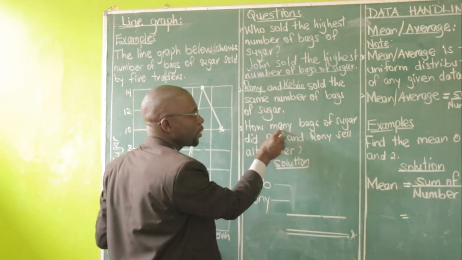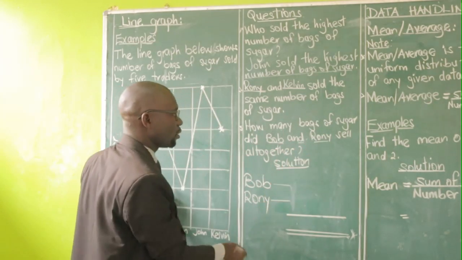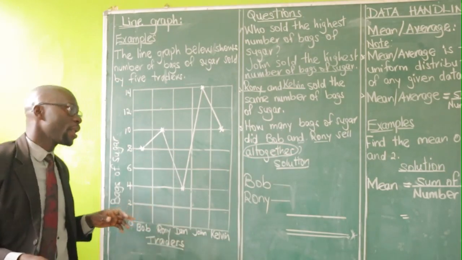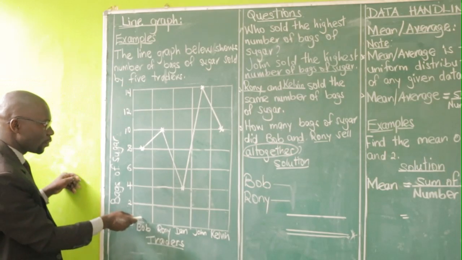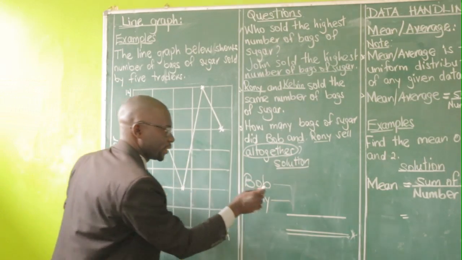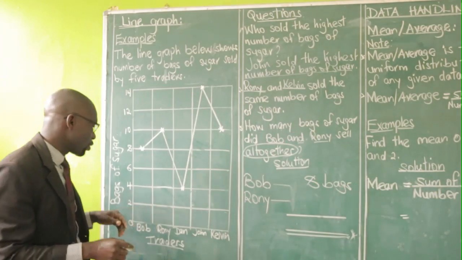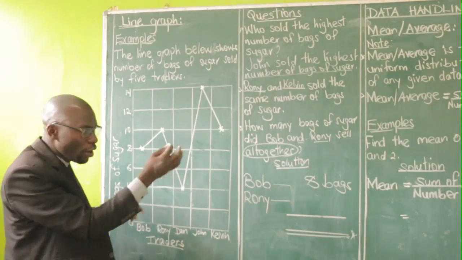Number 3, how many bags of sugar did Bob and Ronnie sell all together? This word all together is telling us simply to add. How many bags did Bob sell? We come here and say Bob, how many did he sell? 8 bags. Bob sold 8 bags. And then Ronnie is here, Ronnie sold 10. But how do we put 10?